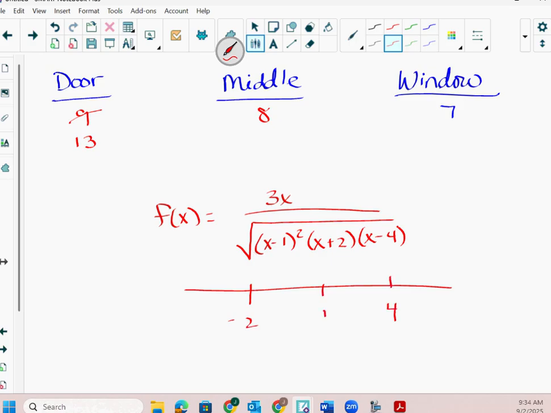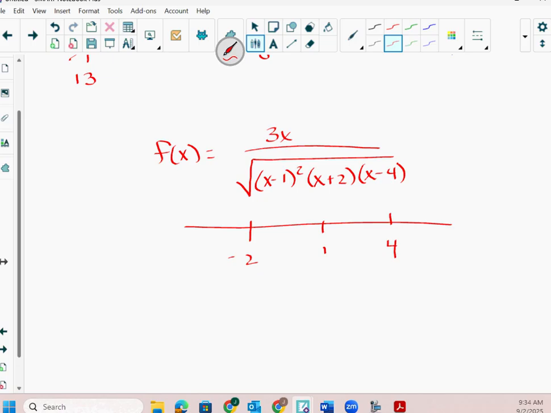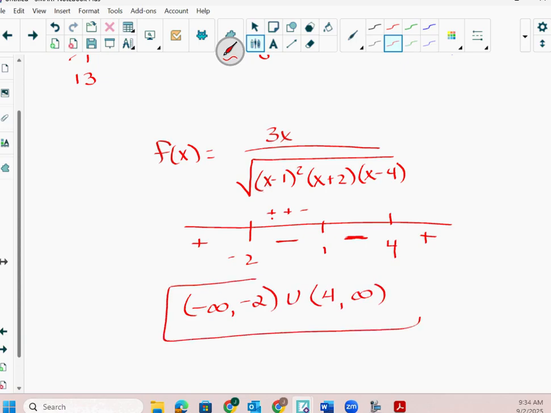When you do your number line on this one, if I test 0, I get positive, positive, negative. That's negative. Multiplicity tells me that's negative. Your answer should have been negative infinity to negative 2, parenthesis, union, parenthesis, 4 to infinity. Okay, I'll leave that up there.